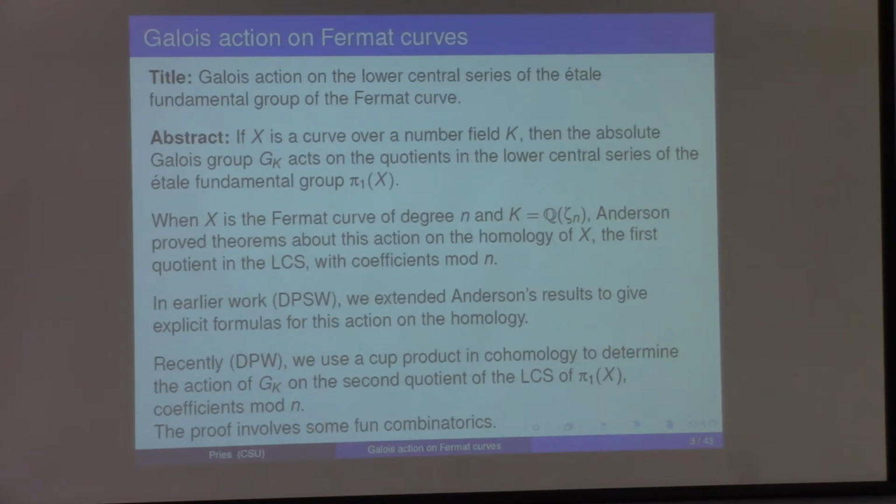Along the way, there are lots of different coefficient rings that are complicated, that involve understanding different cohomology groups and maps between cohomology groups. We've spent a lot of time trying to understand those maps, and actually calculating things involves some fun combinatorics.